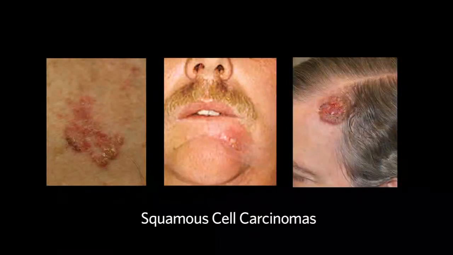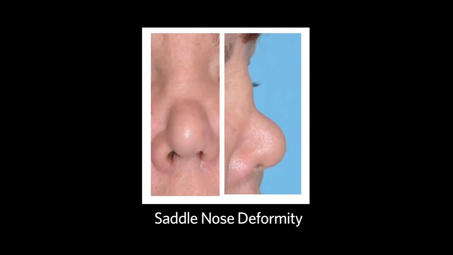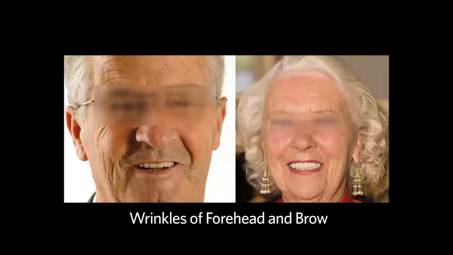From the hairline to the eyebrows, from below the eyebrows to just below the nose, and from below the nose to the chin. Relationships between these areas can affect the appearance of the face and relationships of the forehead, nose, and chin. Common abnormalities seen are squamous cell carcinomas and basal cell carcinomas. Obvious asymmetry or deformity of the nose, or wrinkles of the forehead, around the eyes, or upper lip.